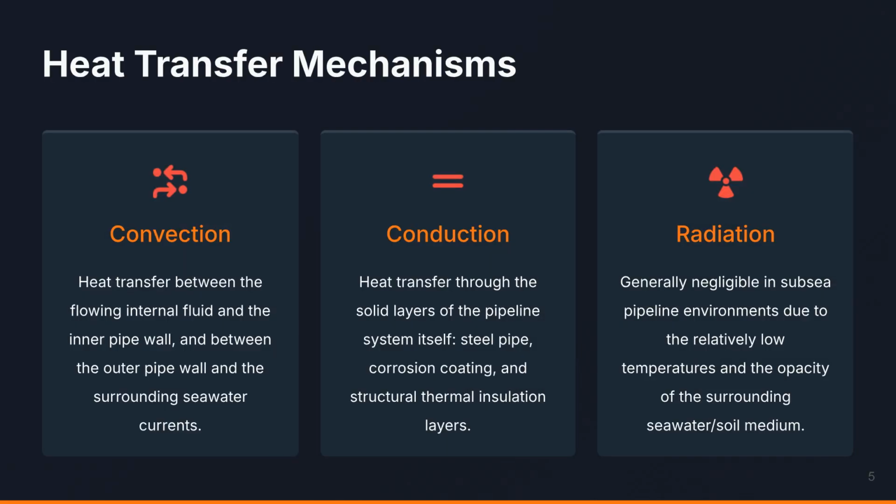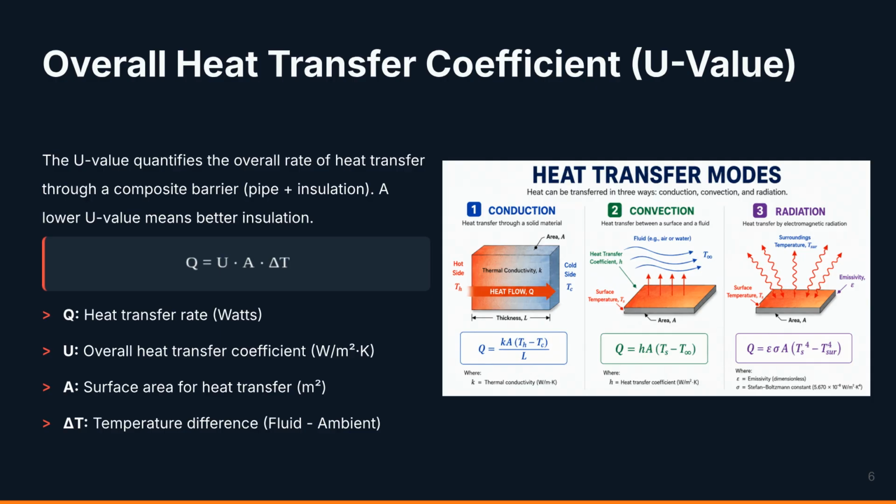Heat transfers through three main mechanisms: convection between fluids and pipe walls, conduction through the pipe layers, and radiation, which is generally negligible in this environment. The overall heat transfer coefficient, or U value, quantifies heat loss through the composite pipe barrier. A lower U value indicates better insulation, as shown by the governing equation.